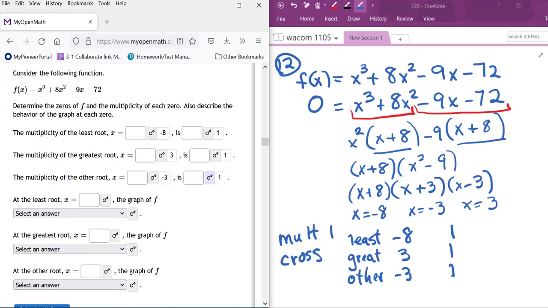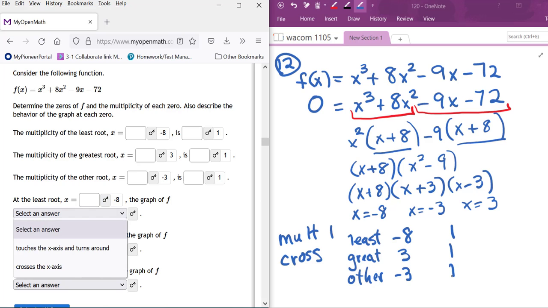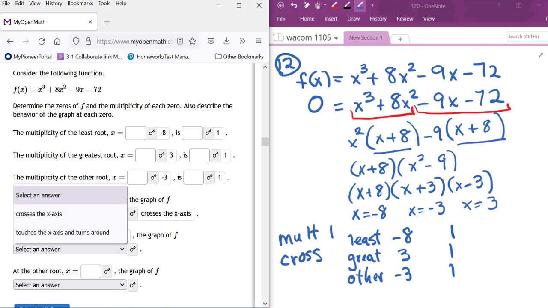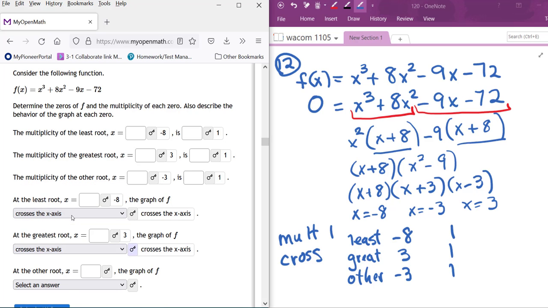At the least root of x equals negative 8, the graph will cross. At the greatest root, which is x equals 3, the graph will cross. And at the other root of x equals negative 3, the graph will also cross.